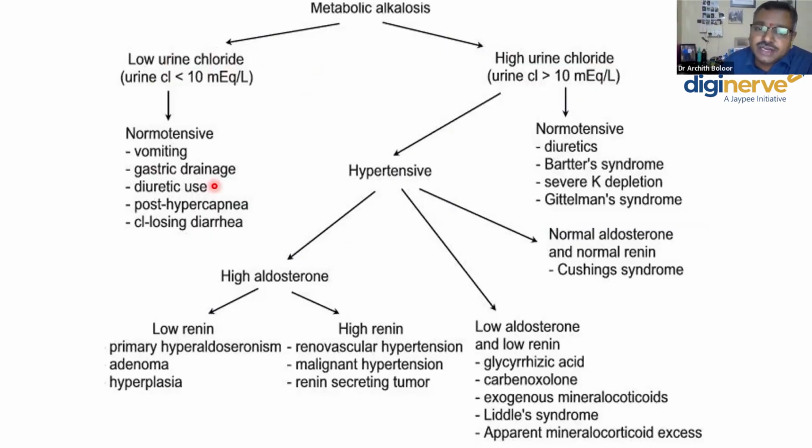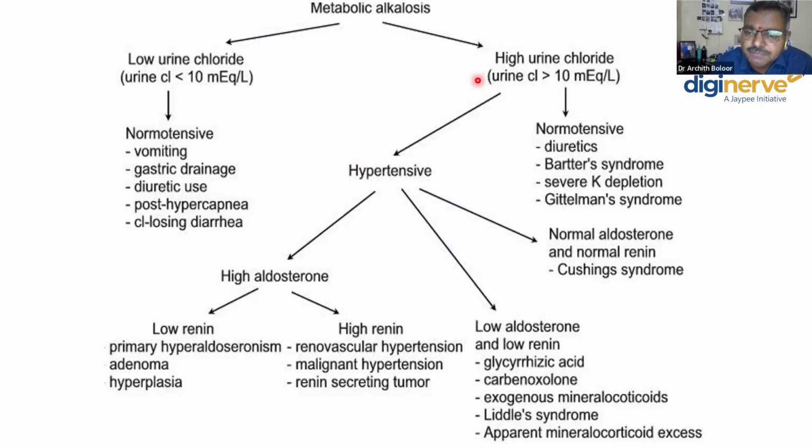Now, if there is a high urinary chloride, you are going to look for whether the patient has a normal blood pressure. If you have a normal blood pressure, please remember two syndromes, Barter's and Gittelman's. So Barter's and Gittelman's are normal blood pressure. Now, if the patient is hypertensive, next you have to look for whether the aldosterone is high, low, or normal. So you are looking both for aldosterone and renin. If you have normal aldosterone and normal renin in a hypertensive patient who has metabolic alkalosis, our diagnosis is only one, that is Cushing syndrome.